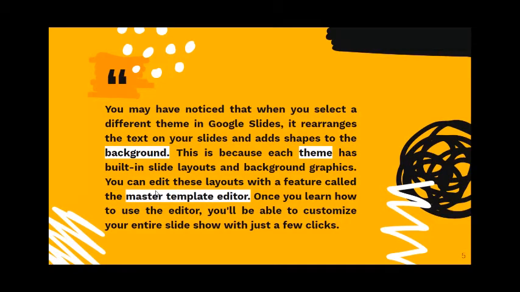You may have noticed that when you select a different theme in Google Slides, it rearranges the text on your slides and adds shapes to the background. This is because each theme has a built-in slide layout and background graphics. You can edit these layouts with a feature called the Master Template Editor. And once you learn how to use this editor, you'll be able to customize your entire slideshow with just a few clicks.